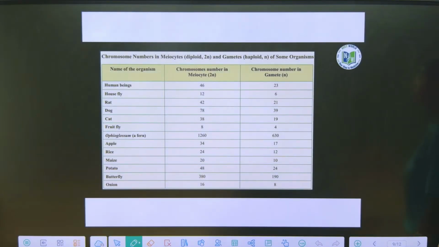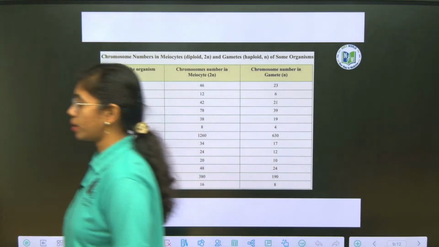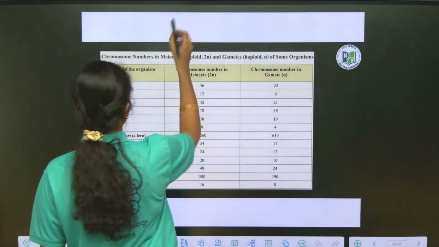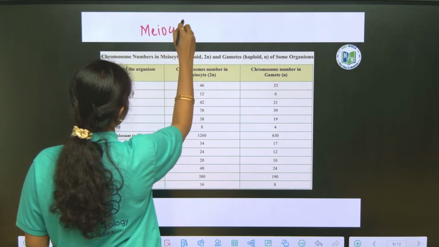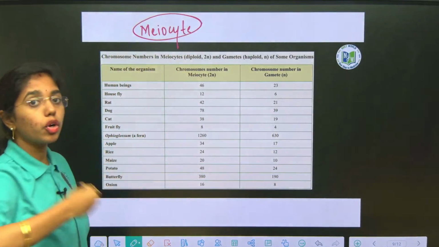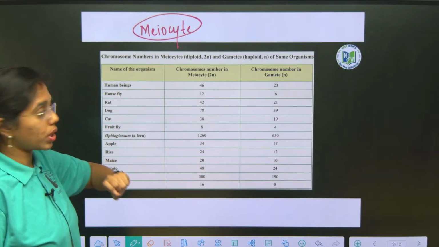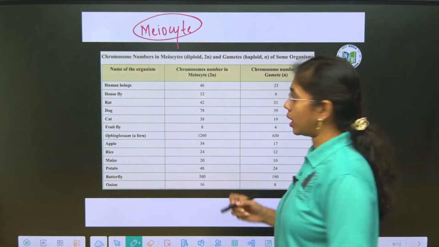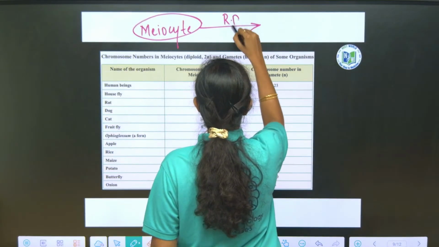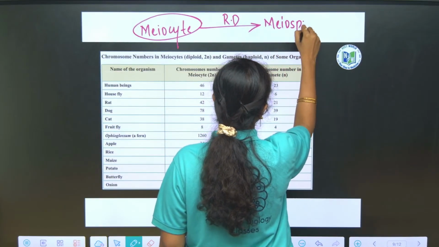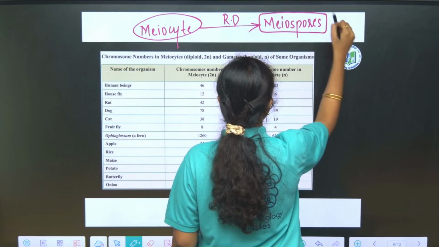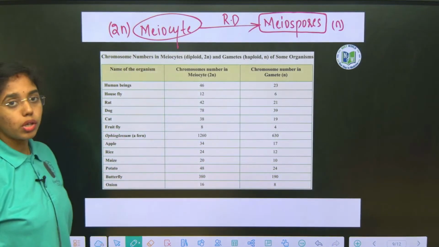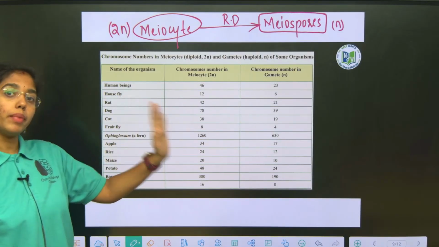Next, go through the chromosome numbers. Chromosome number is very important. You have to remember chromosome numbers both for meiocyte and meiospore. Meiocyte is the cell which is going to undergo meiosis; the diploid cell is also addressed as a meiocyte. Meiospores are the daughter cells formed at the end of meiosis, after reductional division, and they are haploid. Meiospores are haploid in condition, meiocyte is diploid.